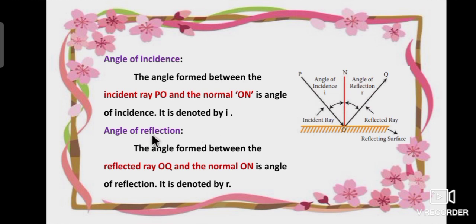Next one, angle of reflection. The angle formed between the reflected ray OQ and the normal ON is the angle of reflection. It is denoted by small r. See the picture: the angle between the reflected ray OQ and the normal ON is called the angle of reflection.